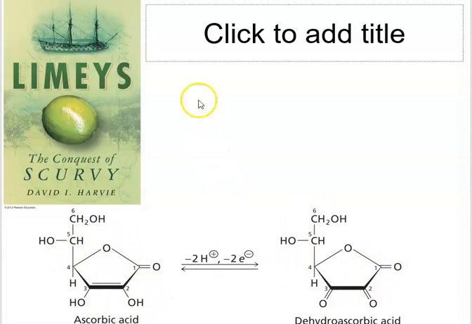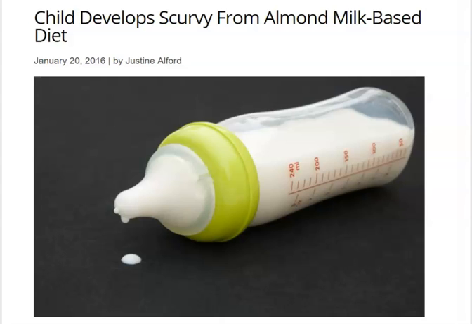And so this is where the limeys came from, where the sailors found that if they soaked limes in their barrels of water, they were able to prevent scurvy from happening on long sailing trips. That's actually an interesting case study here that talked about a child who developed scurvy because they were on an almond milk based diet where vitamin C was not incorporated into their diet.